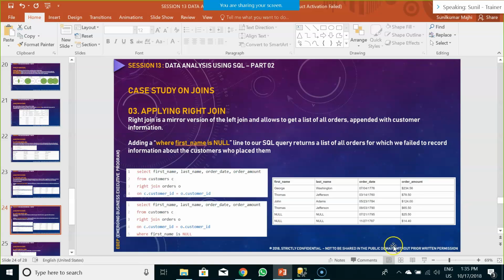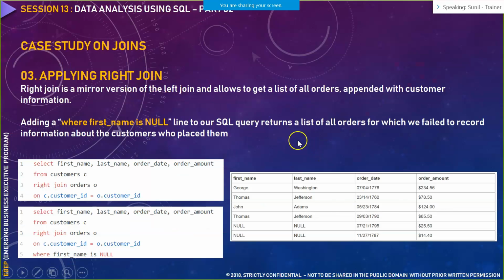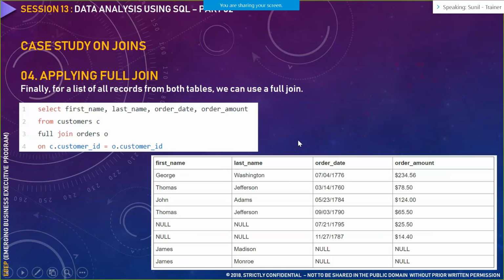Now the last type of join is called as full join. Now what is full join? So it's a list of records for both tables we can use as full join. If we want to have all the list of information in both the tables, then we would be using full join. It would join both the tables completely, all the information. If there are any null values present on the right hand side, I mean information missing on the right table, it would display null.